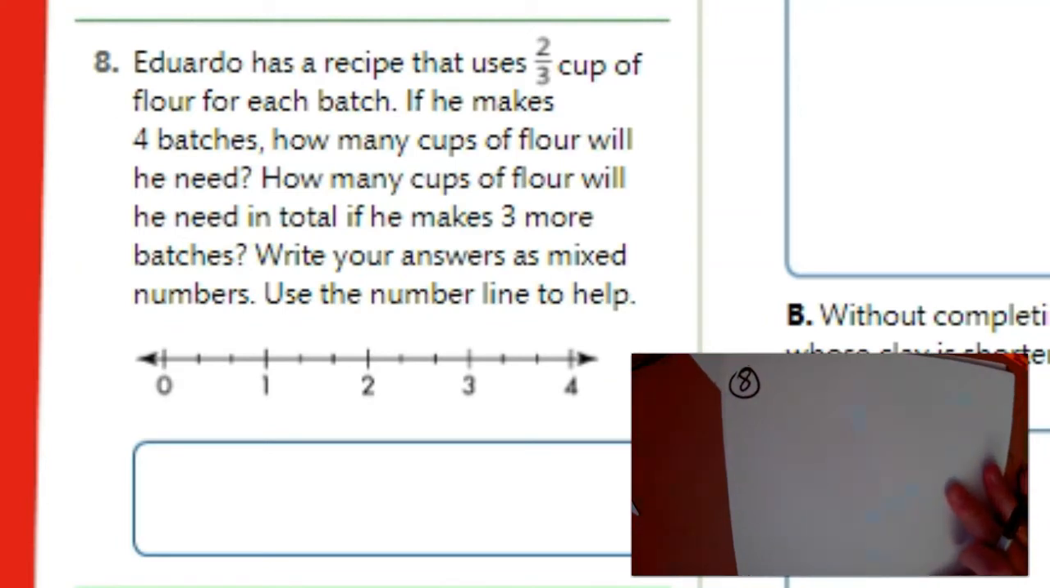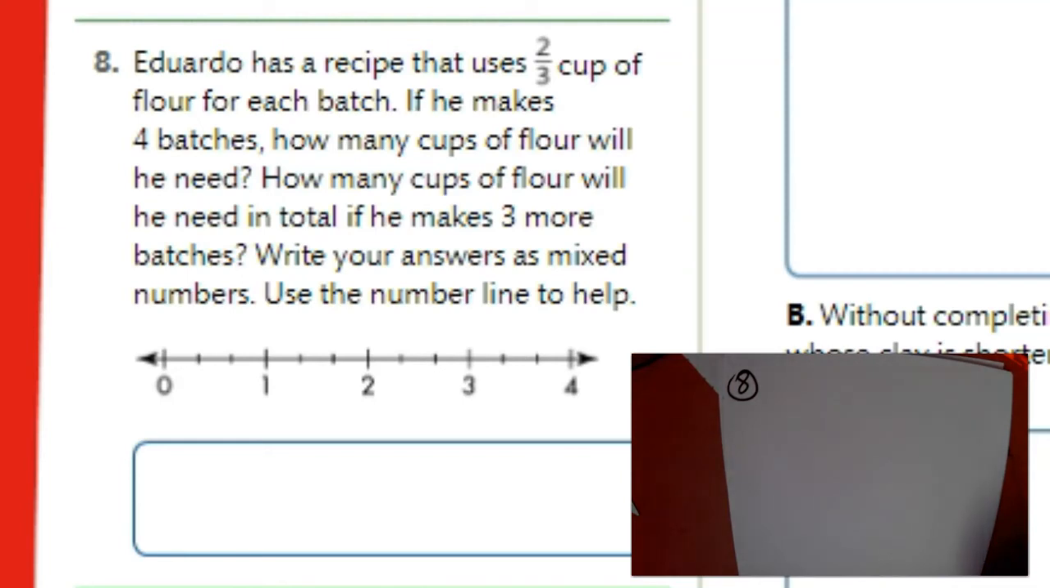Number 8 says, Eduardo has a recipe that uses 2/3 cups of flour for each batch. If he makes 4 batches, how many cups of flour will he need? How many cups of flour will he need in total if he makes 3 more batches? Write your answers as mixed numbers and use the number line to help. So the number line here is great. You can use that to help you, obviously.